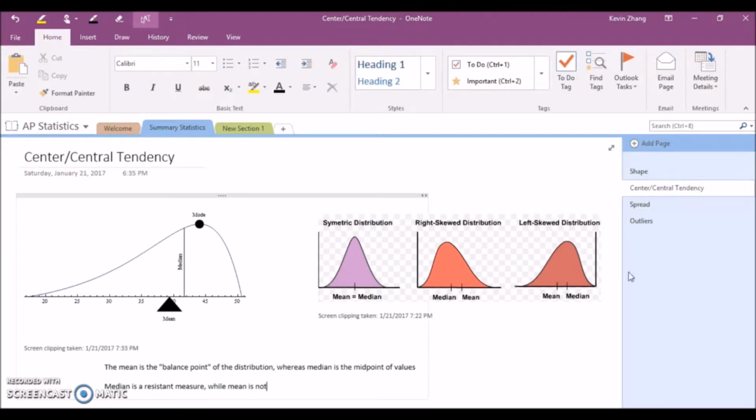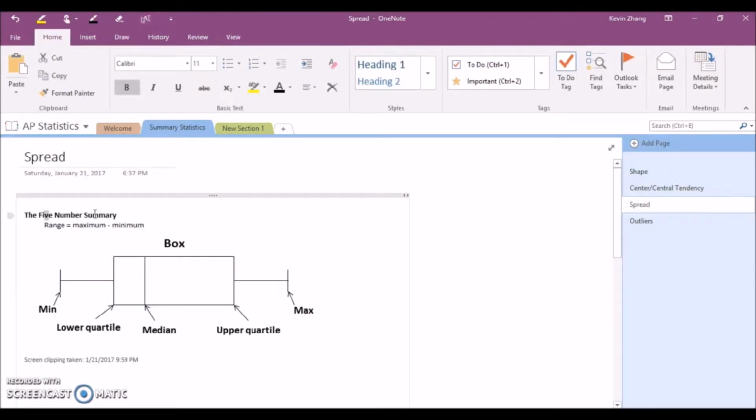Now let's go talk about spread. Let's look first at the 5-number summary. So when we're talking about spread, we can use a variety of combinations. For example, we can use the maximum minus the minimum to get the range. We can also talk about the upper quartile minus the median, or the median minus the lower quartile. When we're comparing two different box plots, we can talk about any one of these.